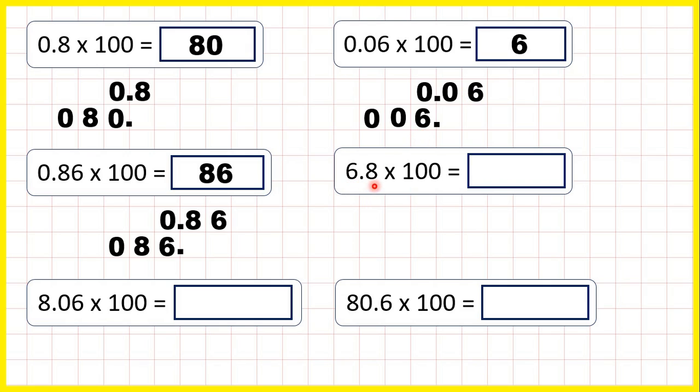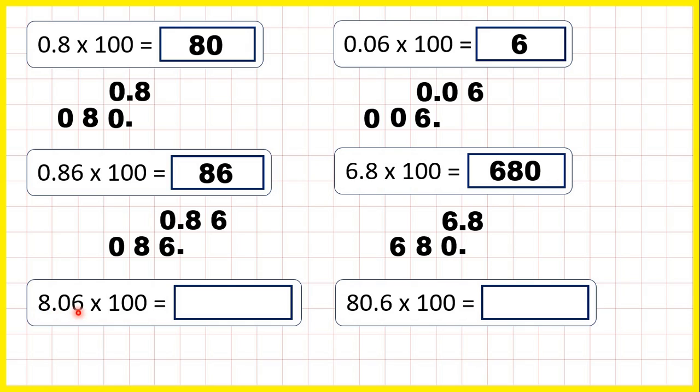Now, 6.8 times 100, we write the number out, copy down the decimal point, and move the digits 2 squares across. But now we have an empty square before the decimal point, so we need to write a 0 in this empty square to show that we now have 600s and 8/10s. So our answer is 680.